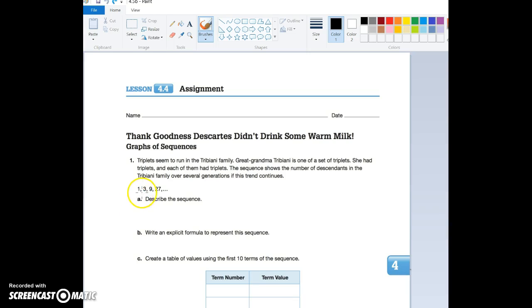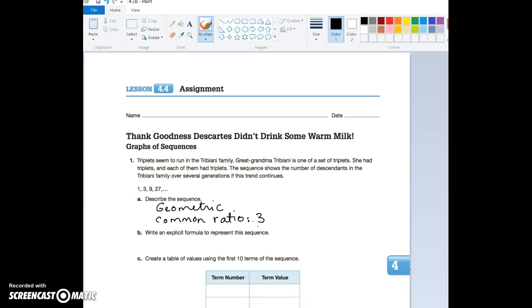So we can see it goes 1, 3, 9, 27. So how would you describe this sequence? Well, I would describe this sequence as geometric. And I would say that the common ratio, because each term is being multiplied by something, is 3. Okay, so the common ratio is 3.